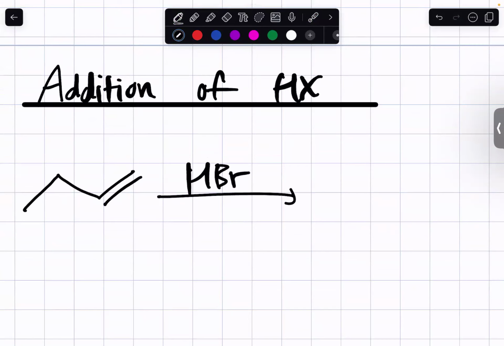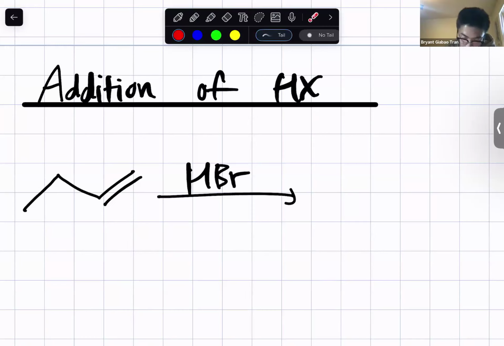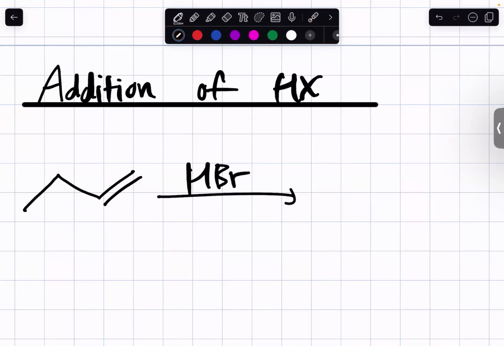Doesn't the Br just get added onto it? Right. On which one though? This one or this one? The first one? Yep, the first one, the Markovnikov one. That's right.